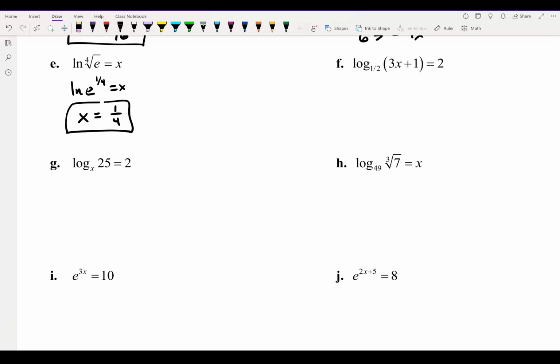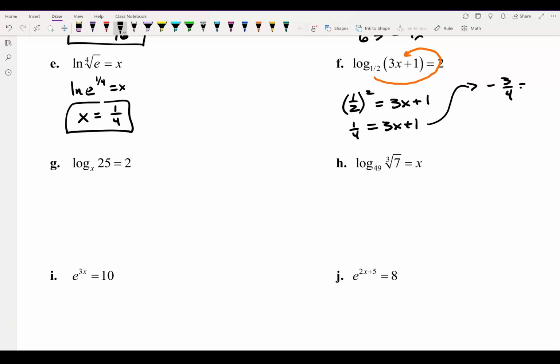If you want, on this one, you can take the half base, raise it to the 2nd power, and it should equal that. So you're going to get 1/2 squared equals 3x plus 1. That's 1/4 is equal to 3x plus 1. If we subtract 1 from both sides, I think we get negative 3/4 is equal to 3x. So x equals, when we divide both sides by 3, negative 1/4.